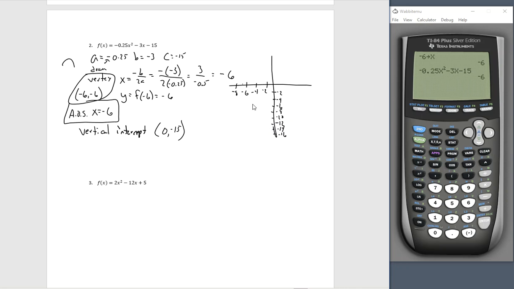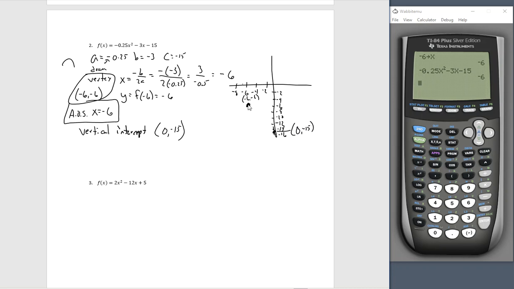Okay, so we have an x value of -6, a y value of -6. We'll make it close enough as good enough. And because this graph opens down, I'm going to label this point above it. So here's my vertex, -6, -6. My vertical intercept, 0, -15. About right there.